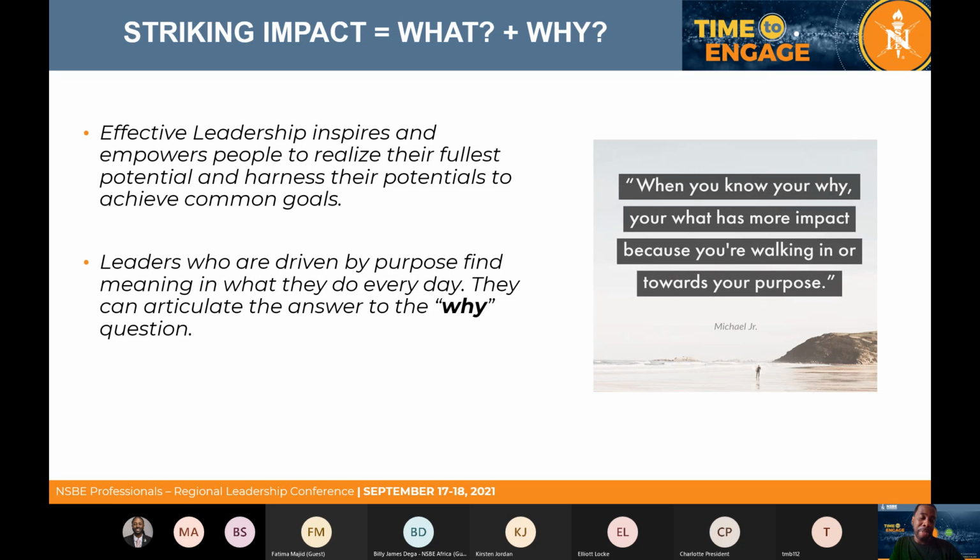So we just talked a lot about what you do as a leader in the admin zone, but another important question we need to ask is why. So why are we doing this? When you understand your why, your what becomes a lot more impactful. When you have a purpose and you understand what that purpose is, then everything else just falls into place, because you're walking in that purpose and you're motivated, so you have a much higher impact.